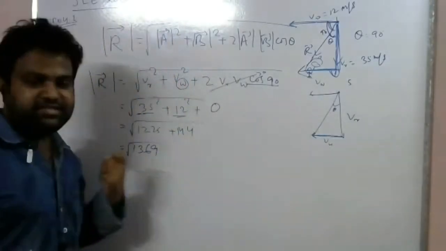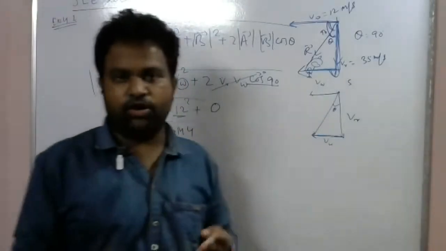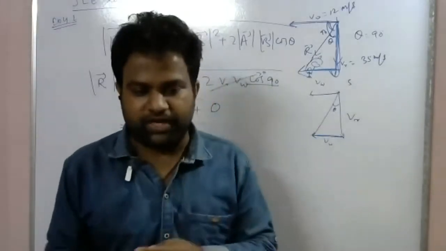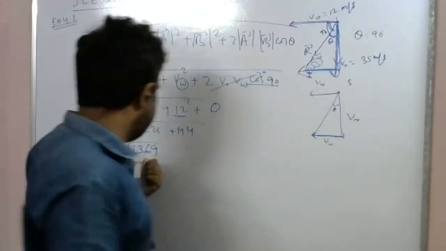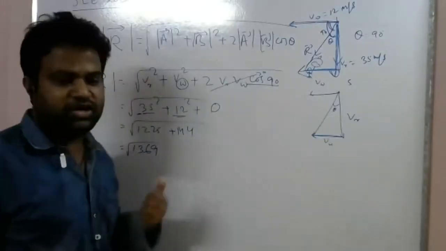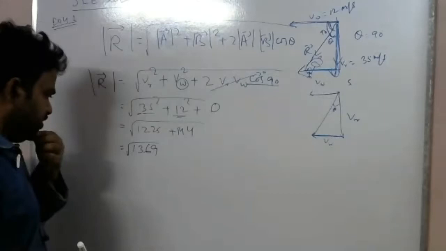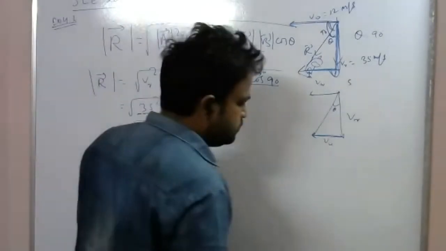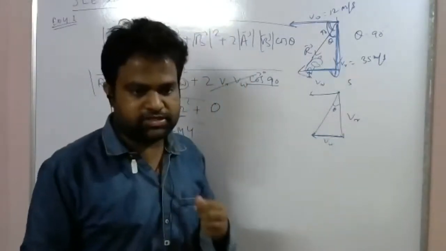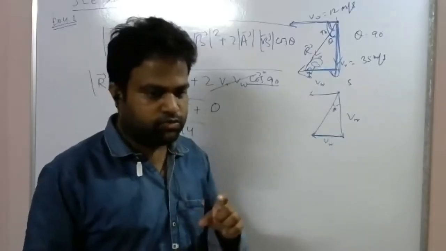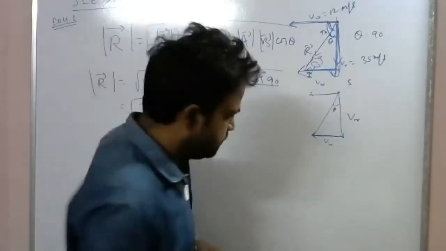But one easy method is there in entrance, in JEE or medical entrance. You have to solve fast. So how will you find out the square root of 1369 quickly? Now you will use one rule. Let me tell you the rule quickly. Very important, it will always help you.